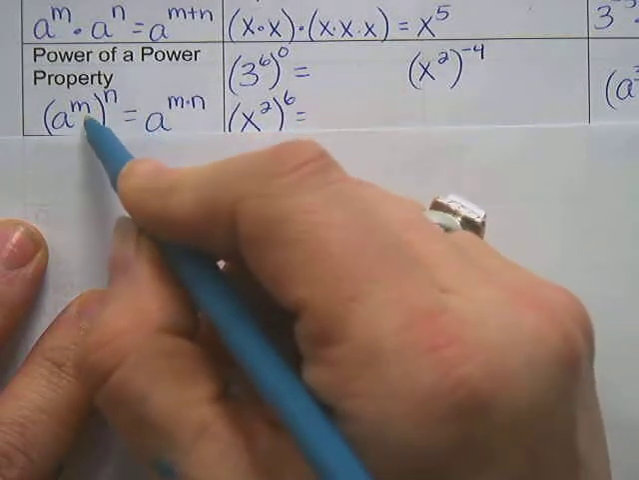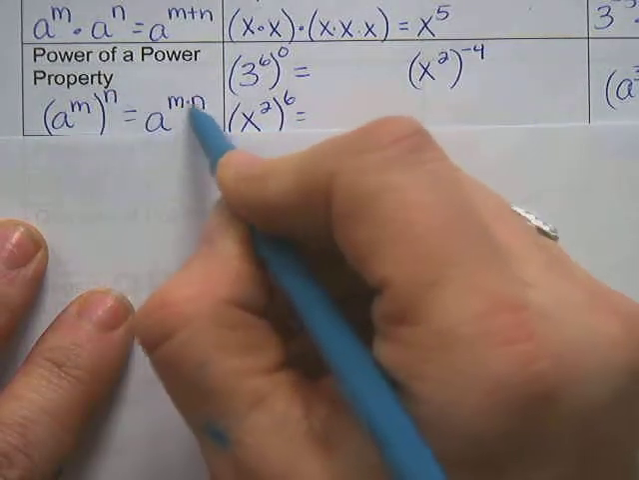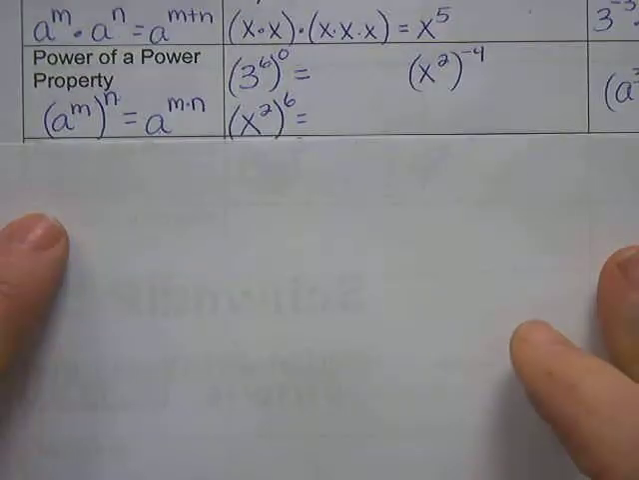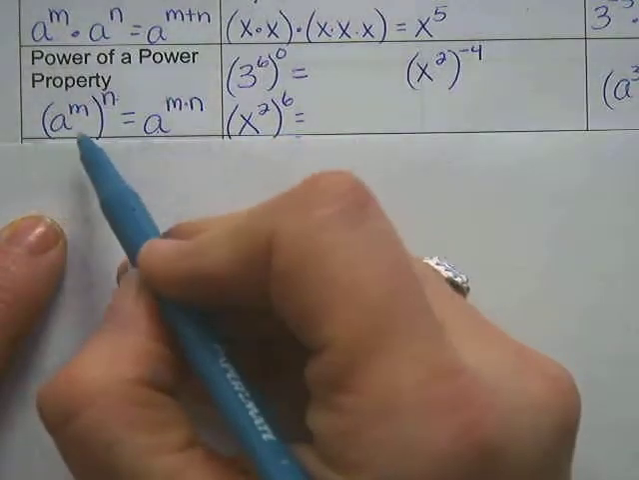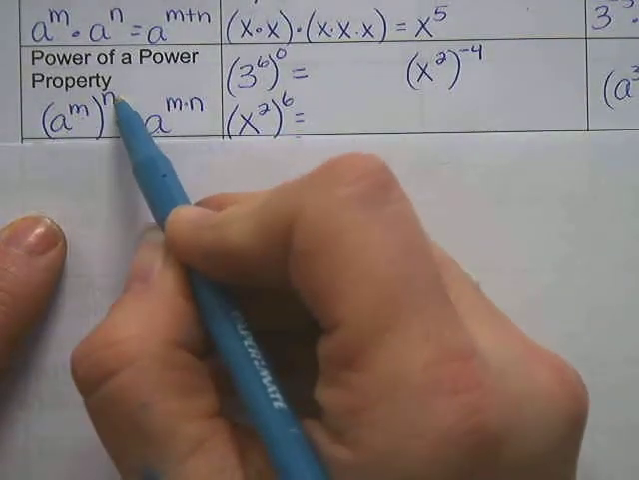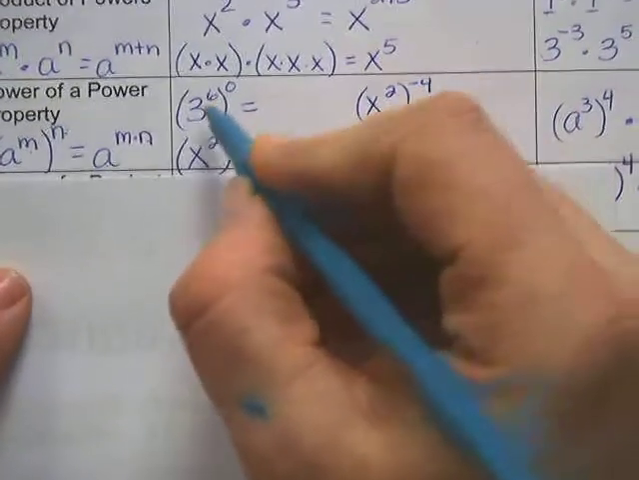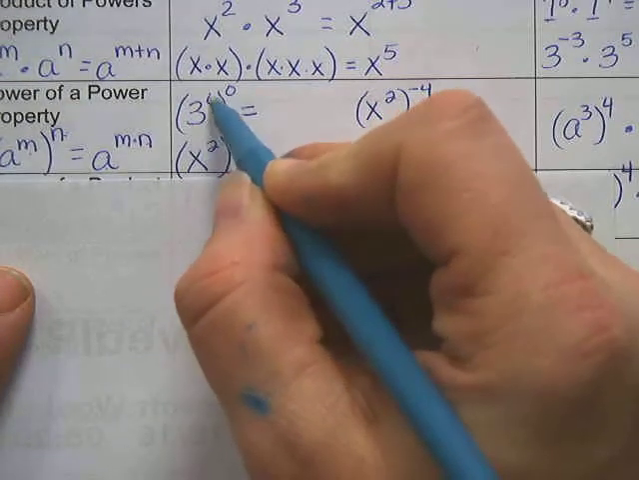So when you have a power that's being raised to another power, what you do is, when you have a power of a power, you multiply those two exponents together. The base stays the same. So I often say when you raise a power to a power, you multiply the powers.